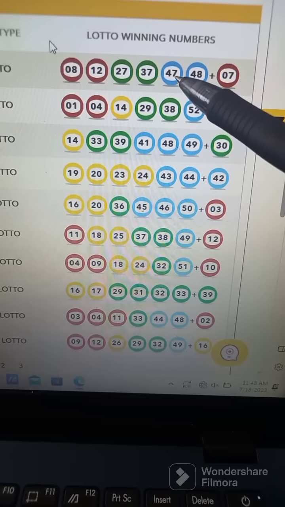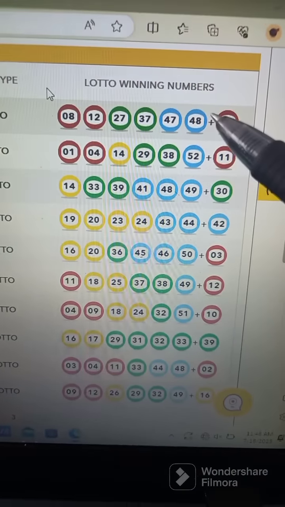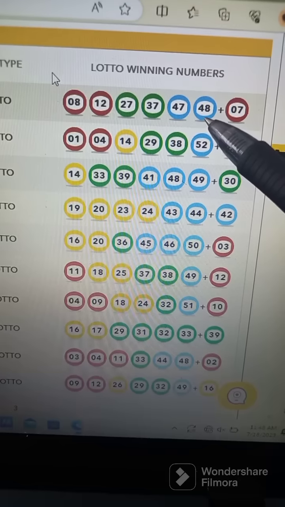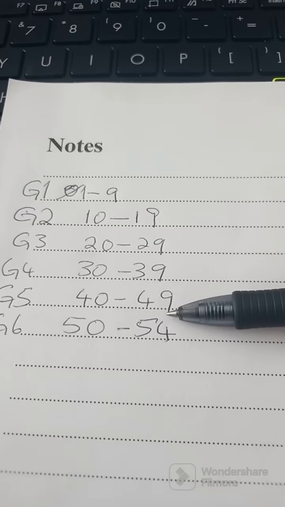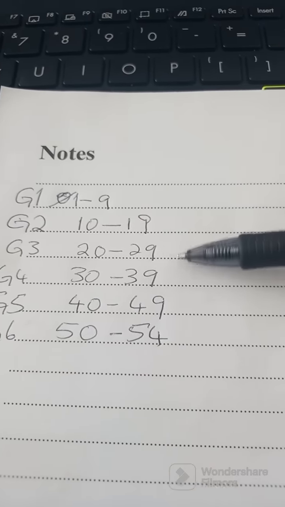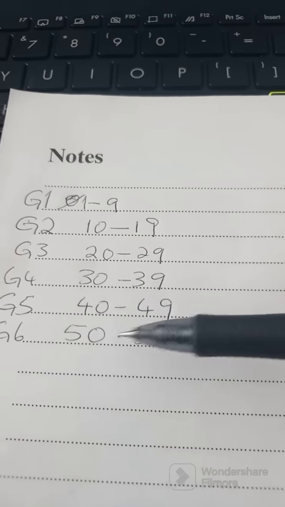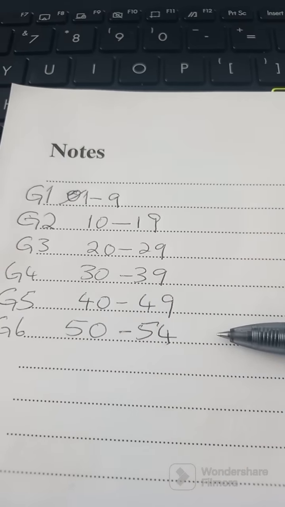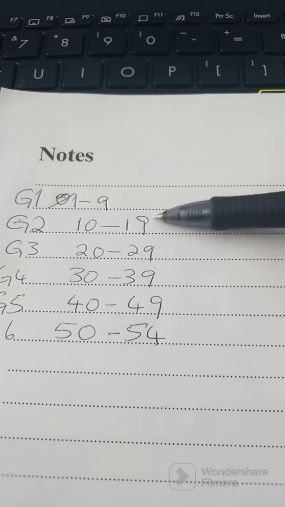Then they took 47, and 47 is in group number 5. Is there any other number from group number 5? Yes, it's 48. Now remember, this is how you are going to memorize these things. Each group ends with 9, except group number 6, unless your results can go to 59. So each group ends with number 9.